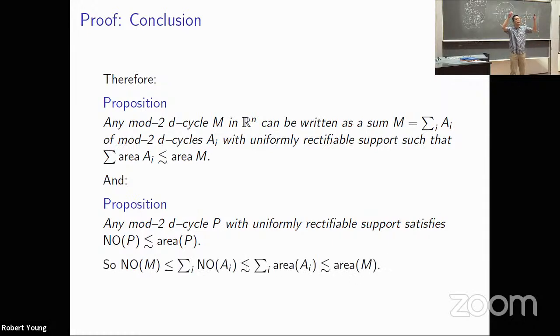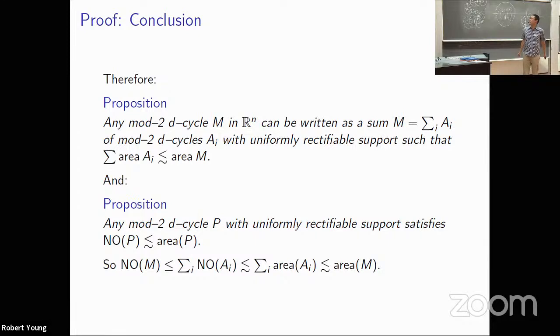We have some original surface M. We break it down into these uniformly rectifiable pieces A sub i. The non-orientability of M is bounded by the total non-orientability of the pieces. The non-orientability of the pieces is bounded by their area, but the decomposition is efficient enough that the total area of the pieces is at most a constant times the area of the original surface.